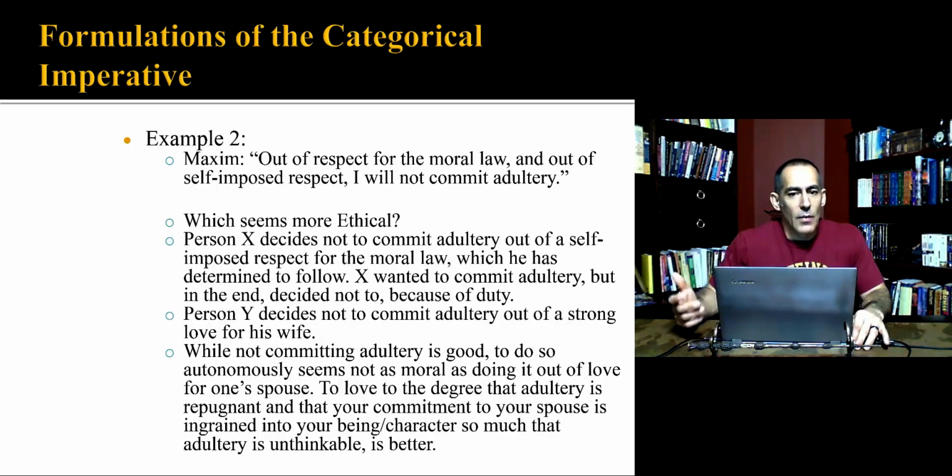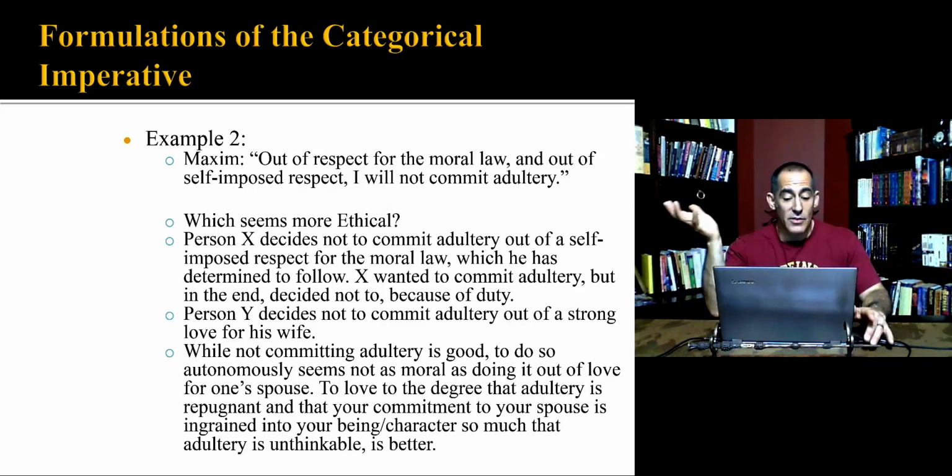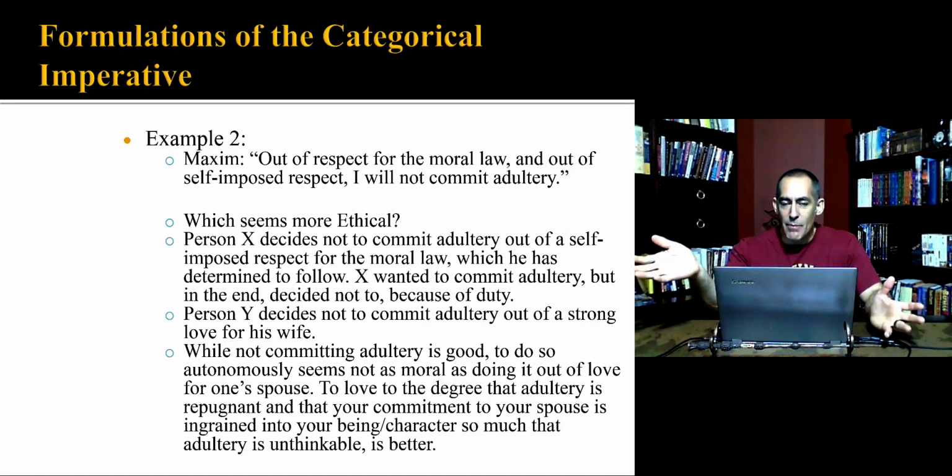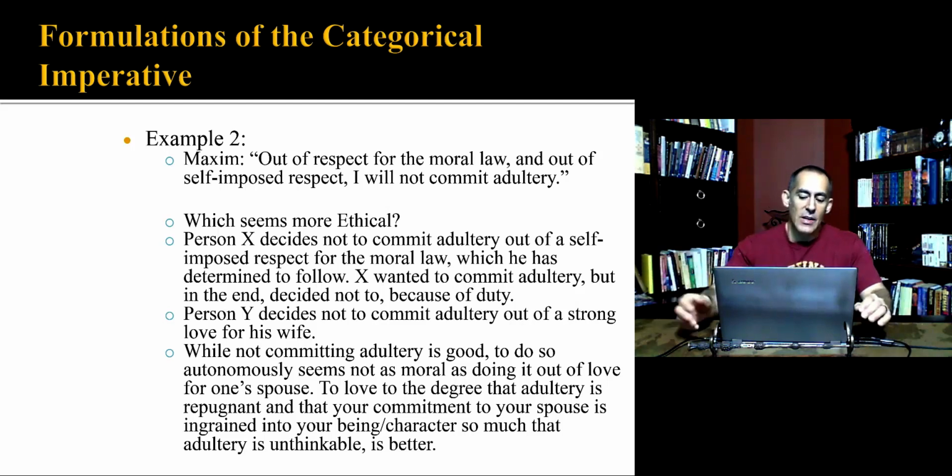Example 2, I'm not going to go through the whole walkthrough. If you actually want to, you can pause the video after I read the maxim out and run it through the thought process on your own. But the maxim would be, out of respect for the moral law and out of self-imposed respect, I will not commit adultery. Now, if you think about it for a second, you'll realize it doesn't have any real contradictions that make it impossible to act successfully in life with that kind of maxim. So this most likely does pass the categorical test.